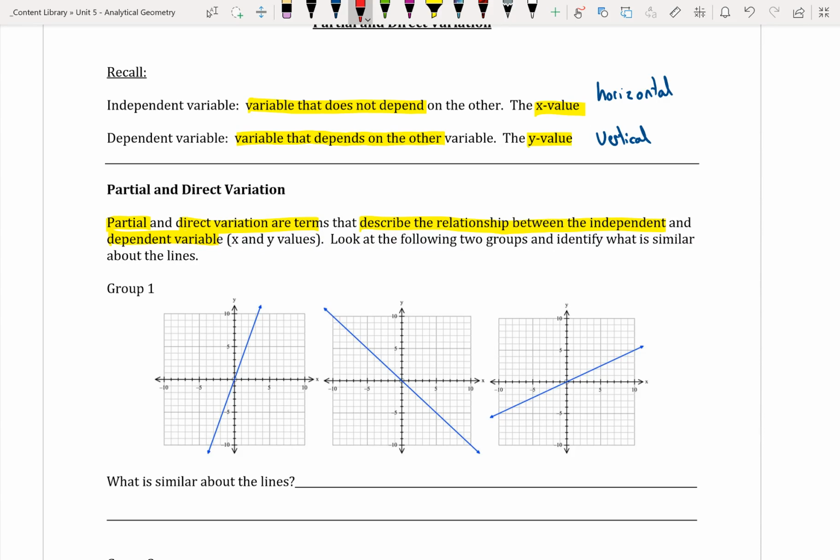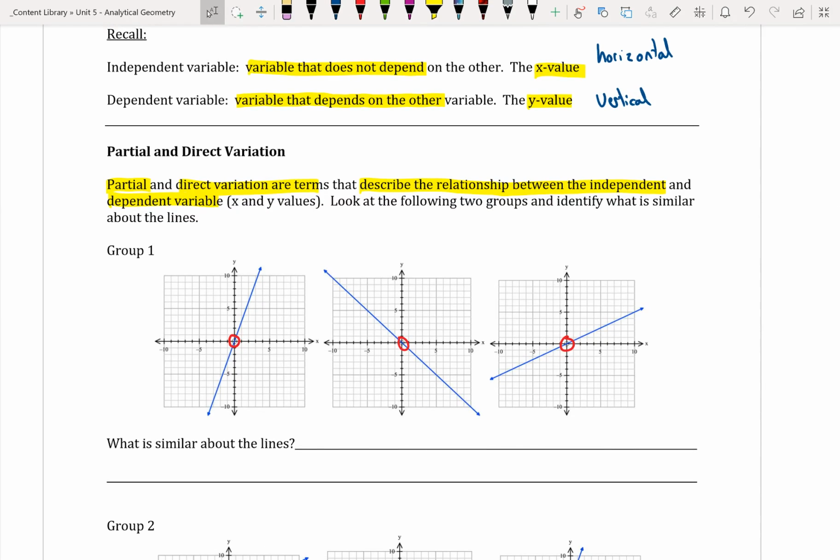Well, what's similar about them is a point that they go through. And that point is the origin. So all three lines pass through the origin. So that is the similarity between them. They all pass through the origin, or in other words, the point (0, 0). Another way you can think about it is they all have a y-intercept of 0.